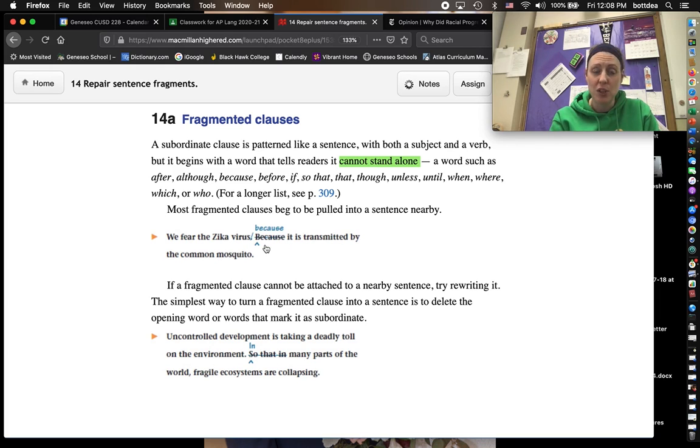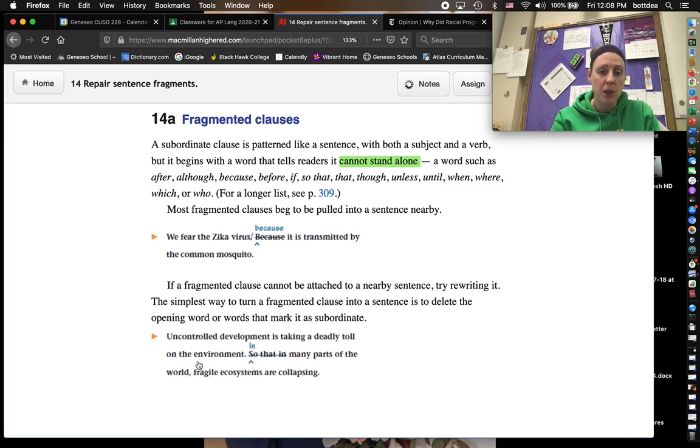Right now, the way it's originally punctuated with the period here and the capitalized letter there, it's just sort of standing off by itself. But it can't. However, it can be connected to this sentence, and now you've got one fluid, nice compound sentence. We fear the Zika virus because it is transmitted by the common mosquito. Sometimes, though, you cannot take fragmented clauses and pull them into nearby sentences, and if that happens, then you just want to rewrite the sentence.